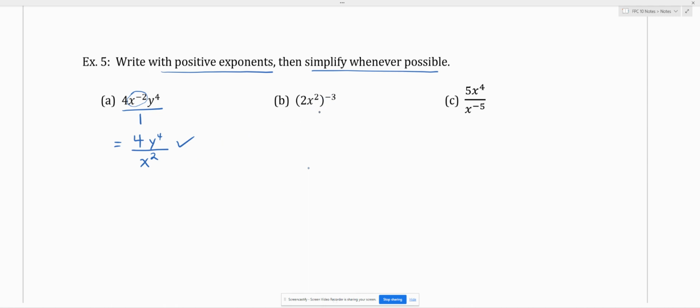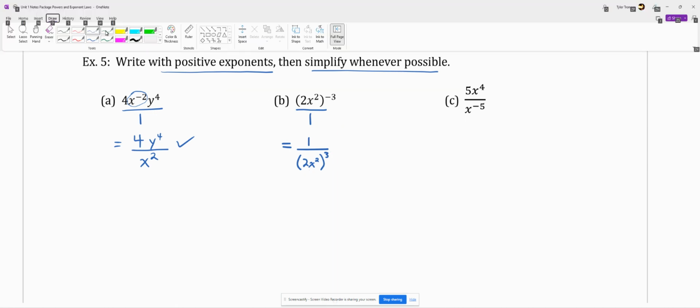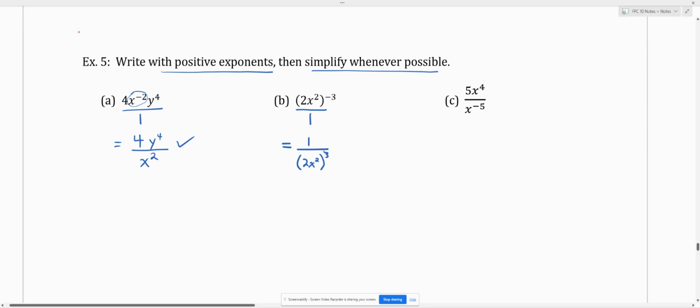All right, on this one, again, a couple different ways. I'm going to move things to the bottom first. I don't like this negative exponent, so I'm going to use that to move everything below because it's attached to everything in the brackets. So there's just going to be a 1 left up top, and now I'm going to have 2x squared raised to the power of positive 3. And now we're just going to multiply. We're going to cube everything inside here.